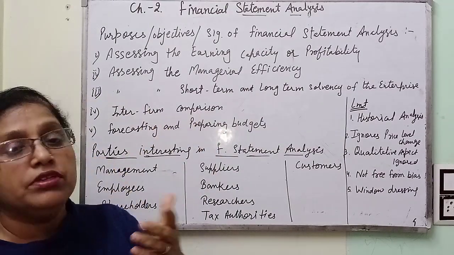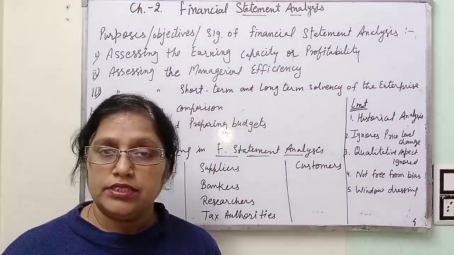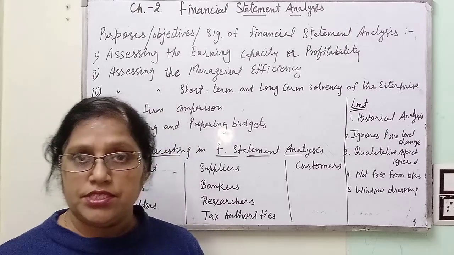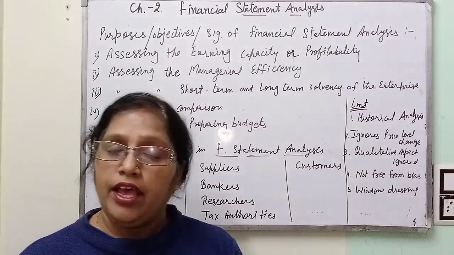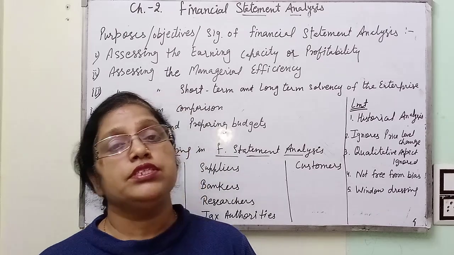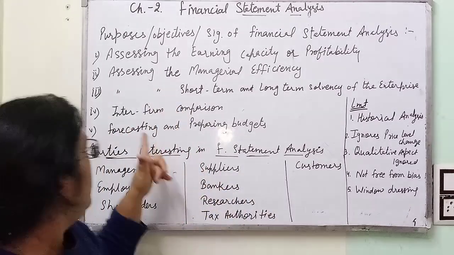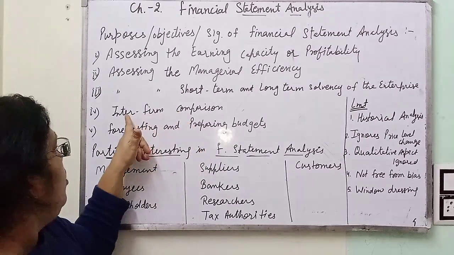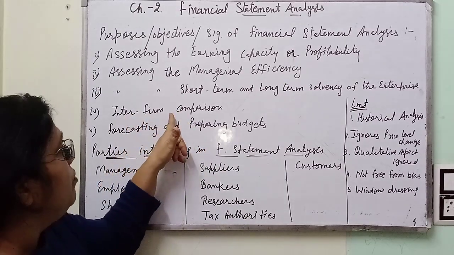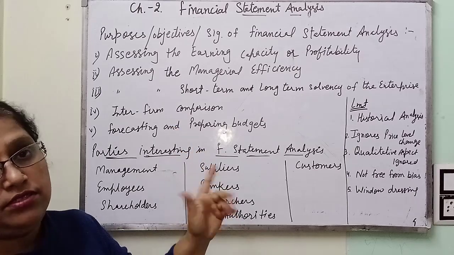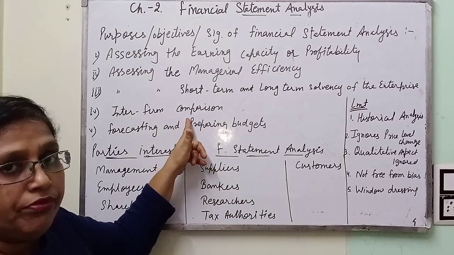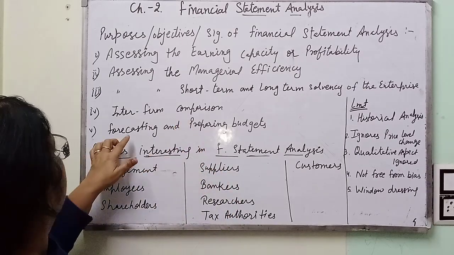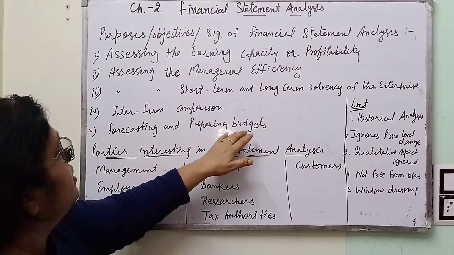Next is inter-firm comparison. I think you are very much aware of inter-firm comparison. When the firm's transactions are compared with any other firm's transactions of the same year, it is called inter-firm comparison. It is also a form of horizontal analysis. We will do it side by side. Okay.